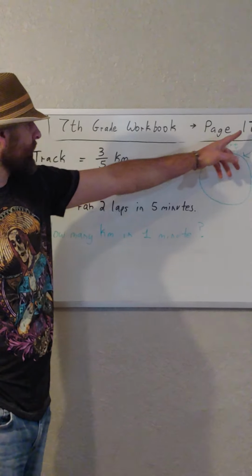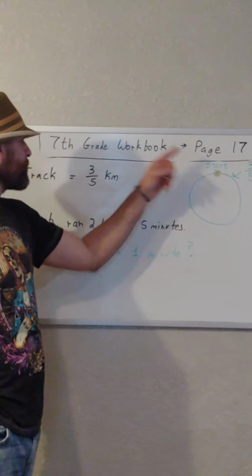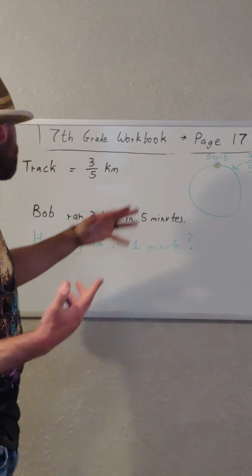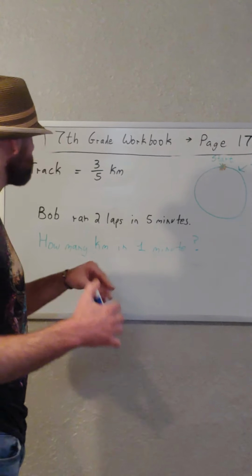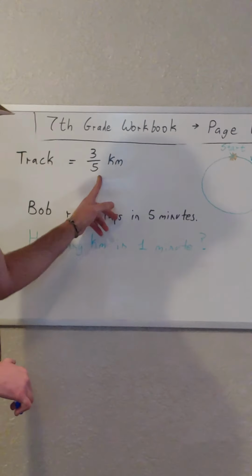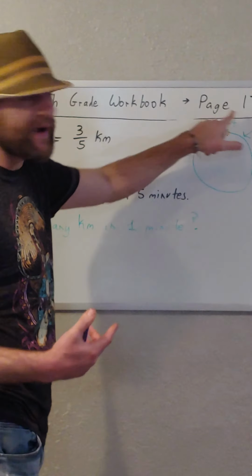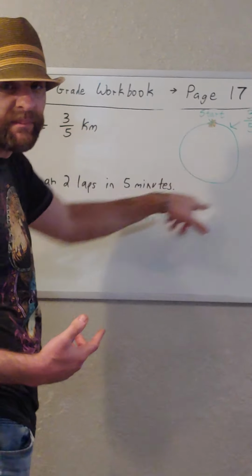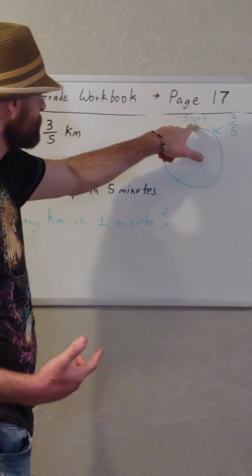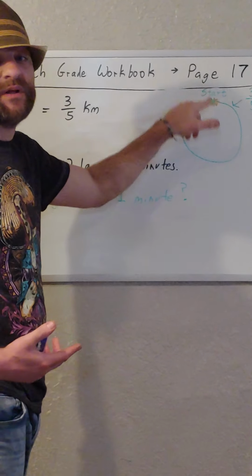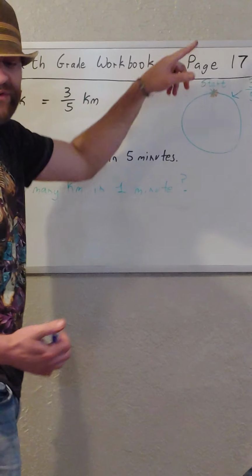All right, we're gonna work on the workbook, 7th grade workbook, page 17. My numbers are a little different, but same premise here. So it says you have a track, 3/5 kilometers is the distance around the track. So that would be 1 lap. Okay, so 2 laps would be 3/5 plus another 3/5 kilometers.